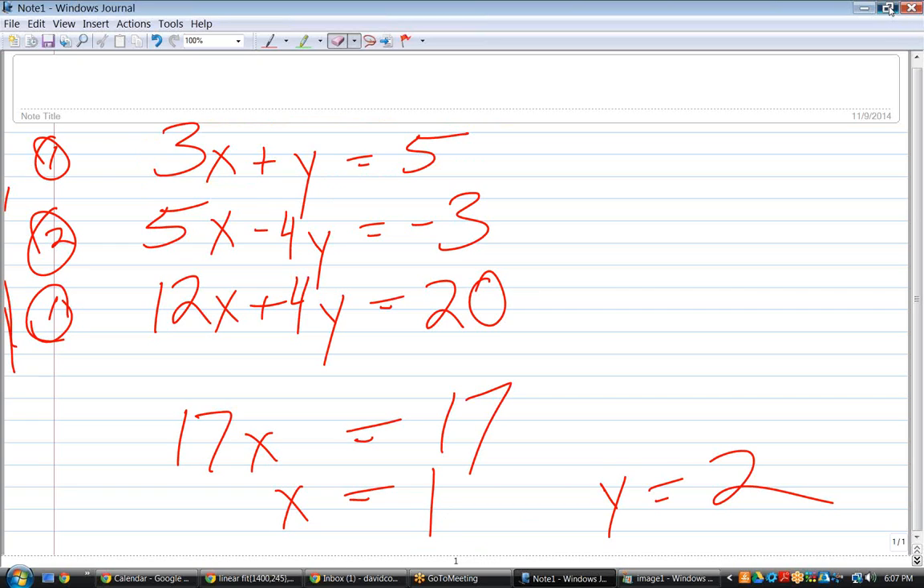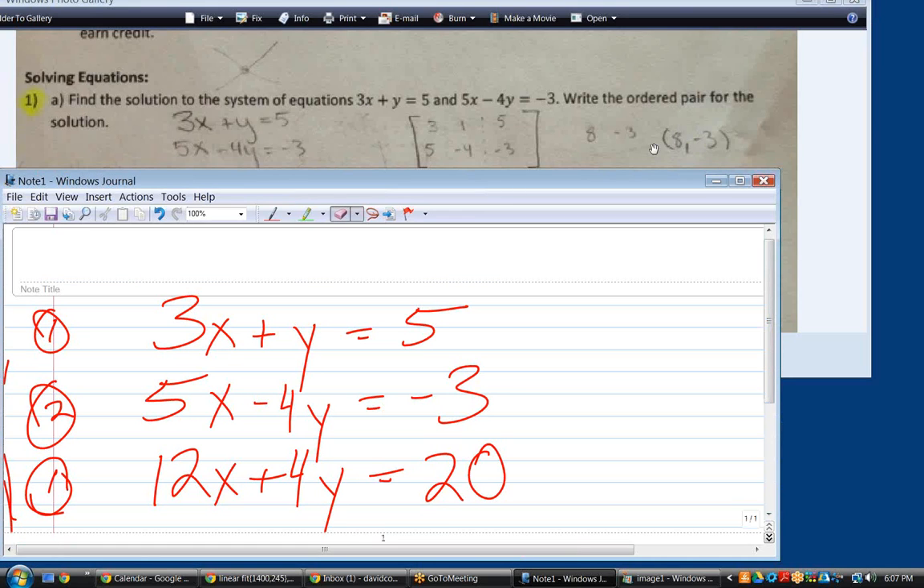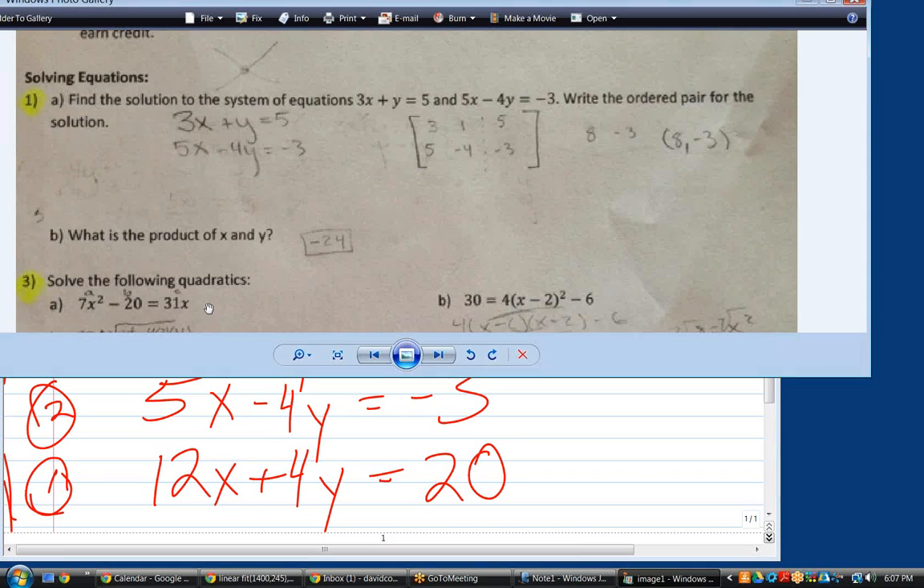So what we want to write here is 1, 2. Okay. What's the product of x and y? 2. Right.